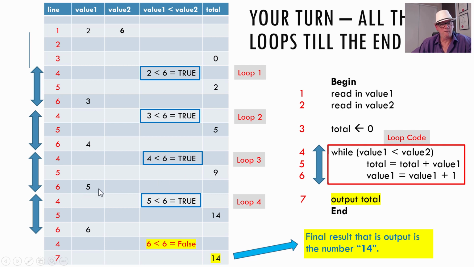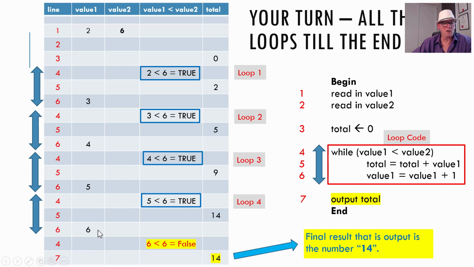9 and 5 gives 14. And for value 1 equals value 1 plus 1, line 6 of the pseudocode, we're going to take value 1, which is 5 here. We're going to add on 1, and that'll bring that up to 6 for our 4th time through the loop. And then once we've done that, we're going to jump back up in the loop again to the while. Check out the while: is value 1 less than value 2?